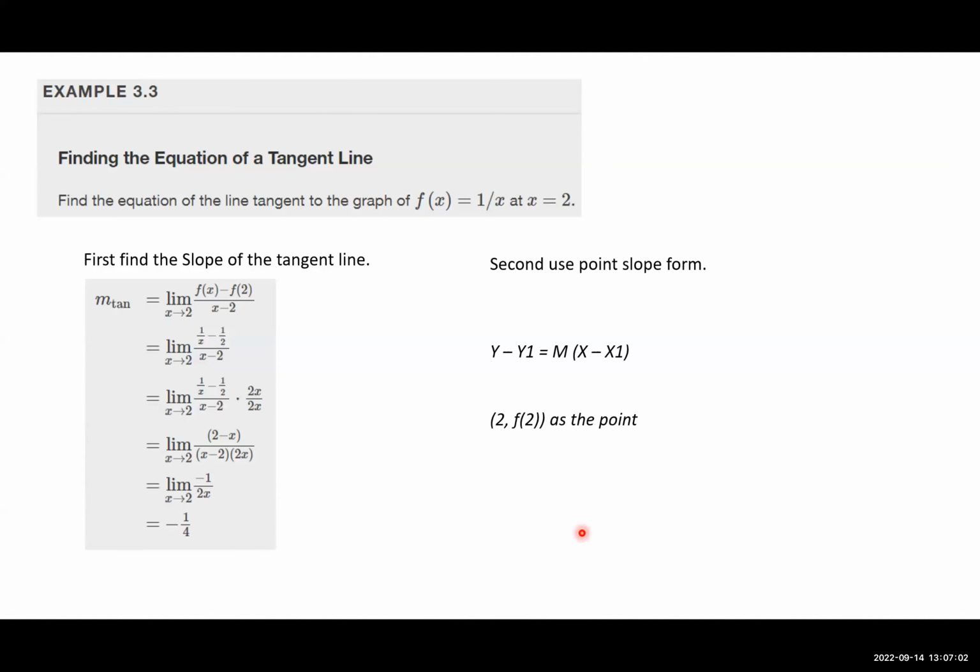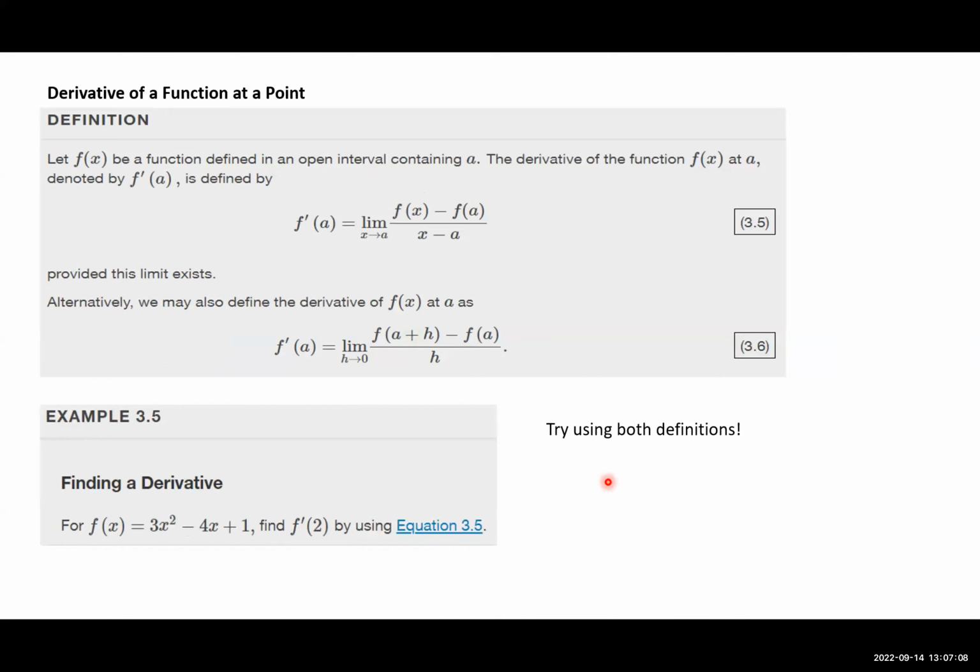All right, let's go ahead and go to the next slide here. It's a very similar concept. In fact, it's a parallel concept.